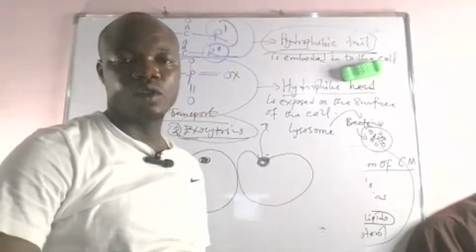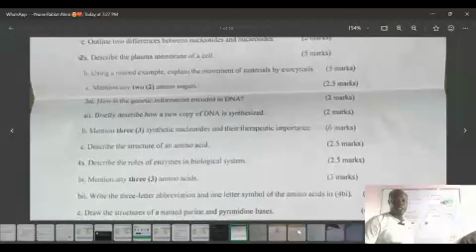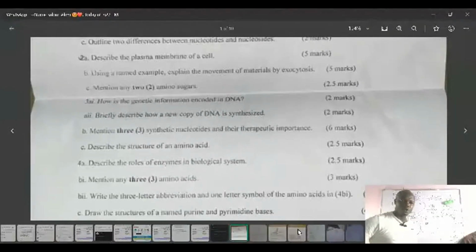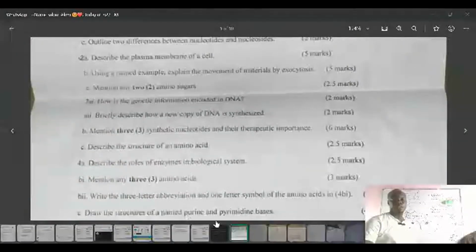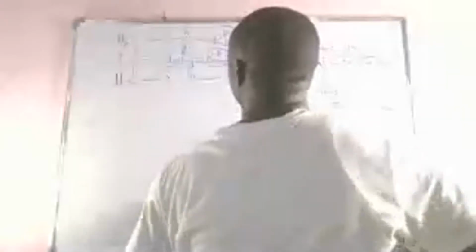So let's look at another question, although I think time is going. I'm still going to be answering this question paper tomorrow. But let me try to also answer this one. It says, mention any two amino sugars. So please, who can give examples of amino sugars? Two examples of amino sugars.